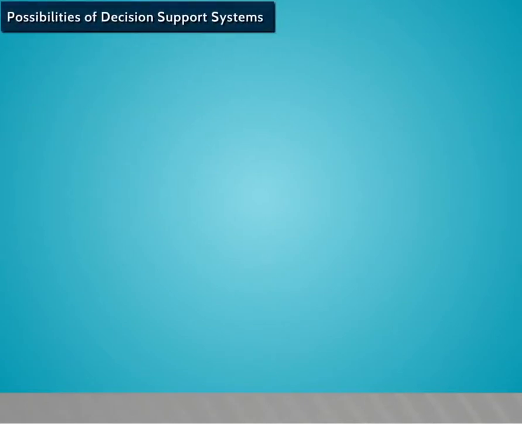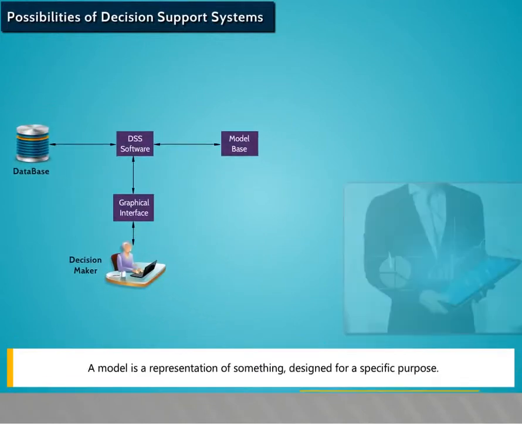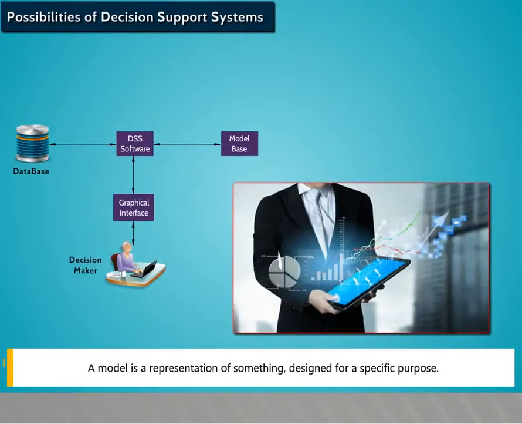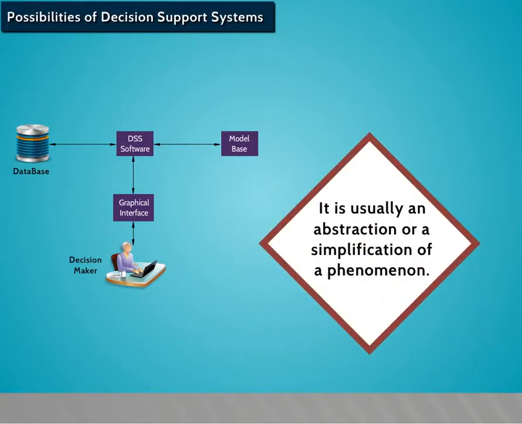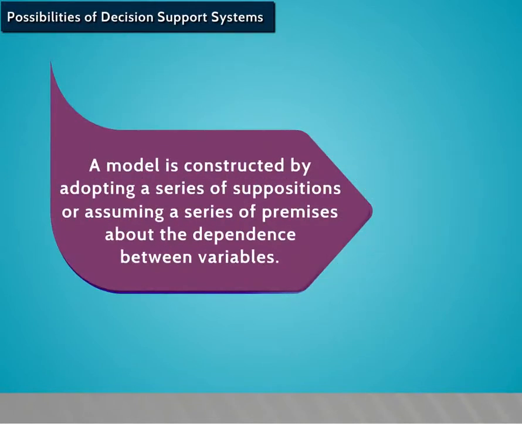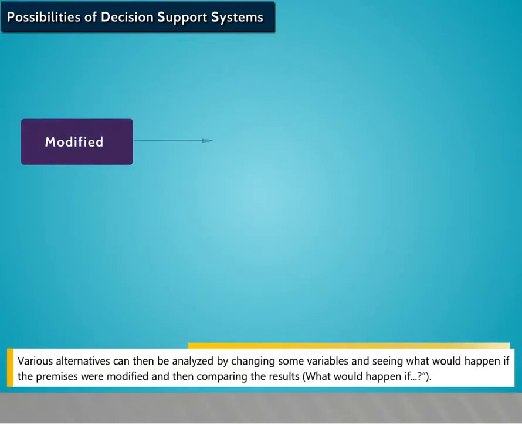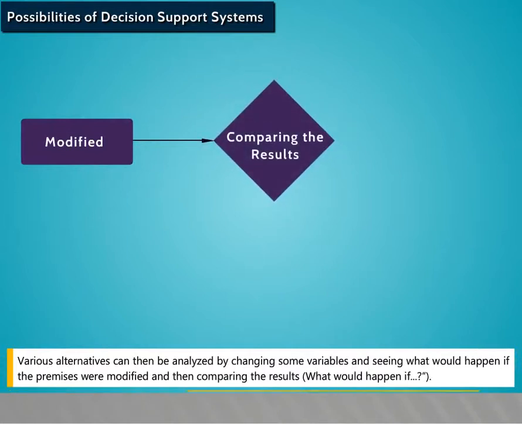Possibilities of decision support systems. A model is a representation of something designed for a specific purpose. It is usually an abstraction or a simplification of a phenomenon. A model is constructed by adopting a series of suppositions or assuming a series of premises about the dependence between variables. Various alternatives can then be analyzed by changing some variables and seeing what would happen if the premises were modified, and then comparing the results. What would happen if?